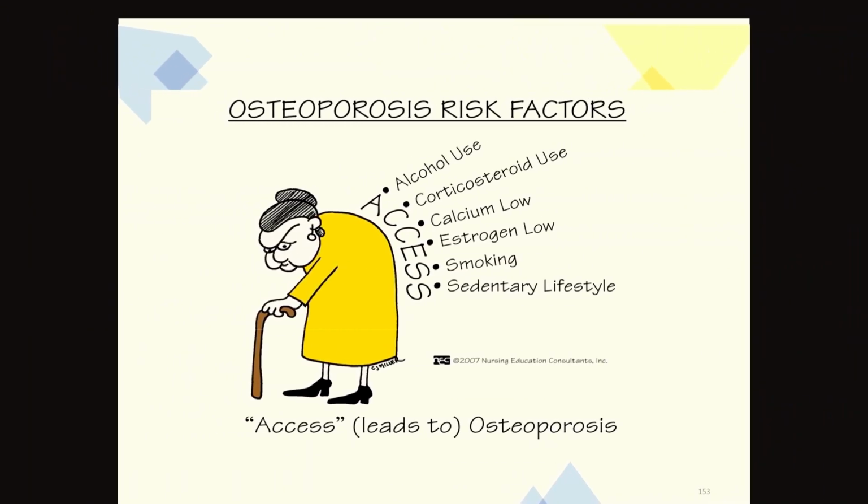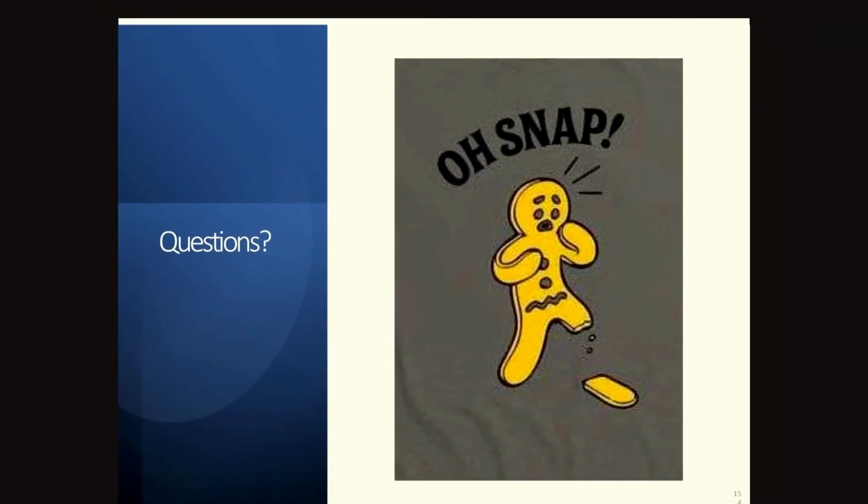Yeah, we're done. So here's another mnemonic, ACCESS, for osteoporosis. What are the risk factors for osteoporosis? Here's a way to remember that. And we're done with musculoskeletal.